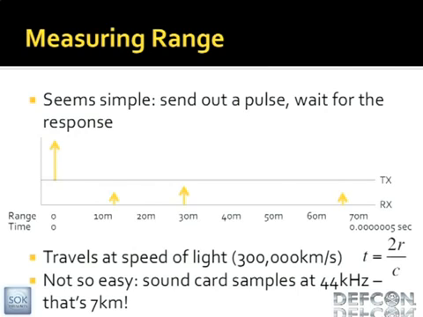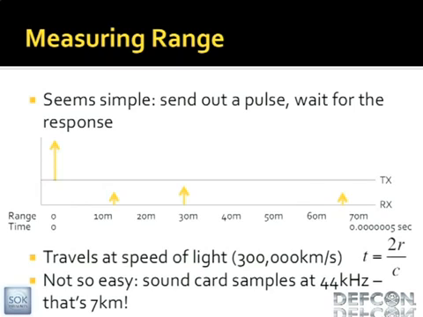So if we want to measure range, it seems pretty simple, right? We send out a pulse, just ping it out and wait for the response, and we time how long that takes. So here's a visual depiction. If we have a transmit pulse at time 0, then we're going to get some returns from some targets. Let's say one is 15 meters away, one is 30 meters, one is 65. That seems pretty easy. We just look for it on a scope or something.